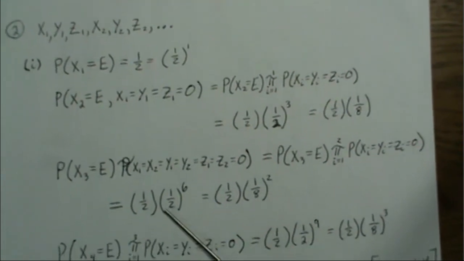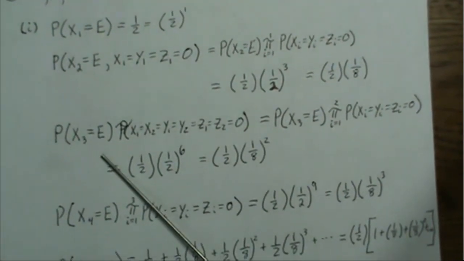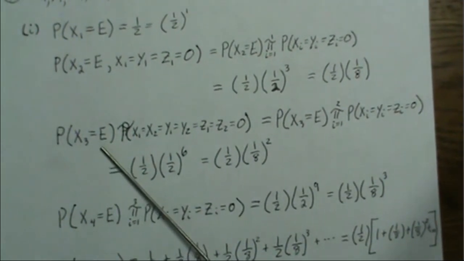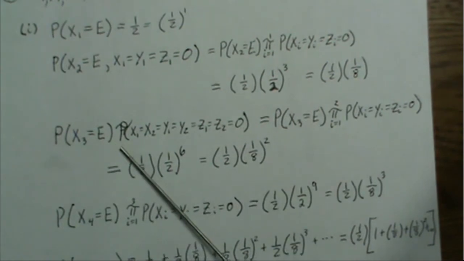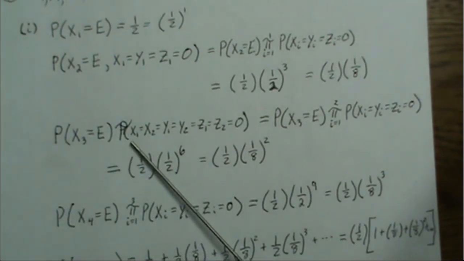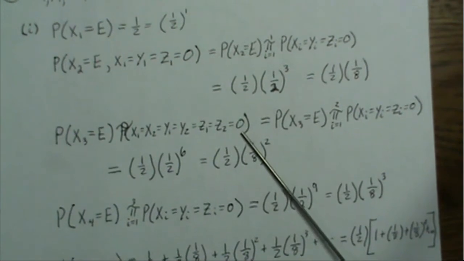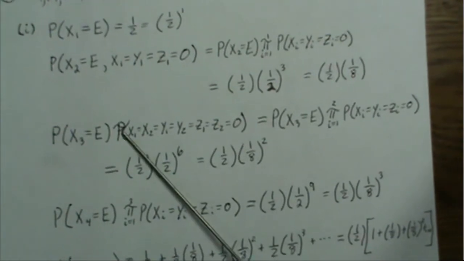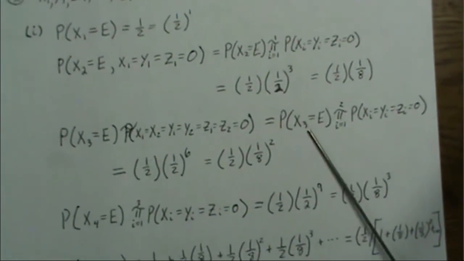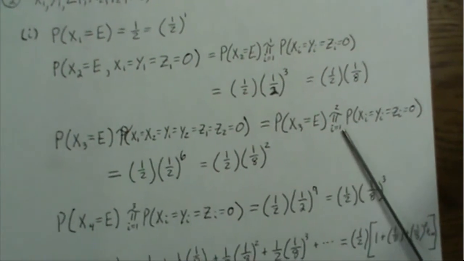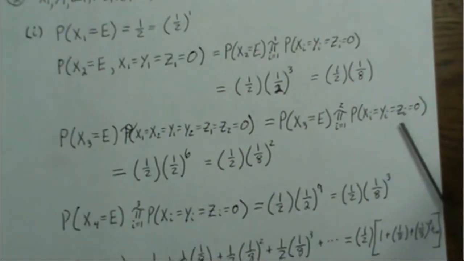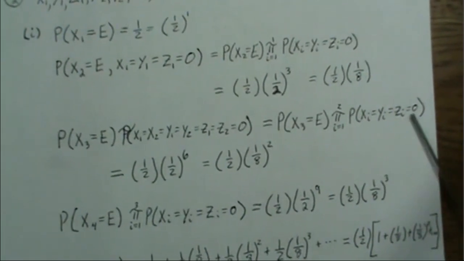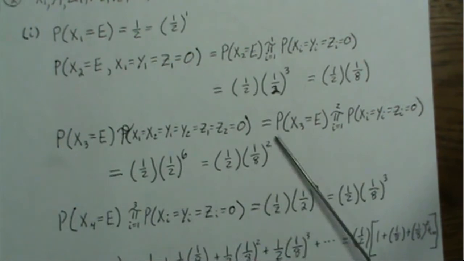Now the probability that X wins on the third roll, meaning they roll an even, is also times the probability that X and Y and Z all roll an odd. That's an O, not a zero. And now all those are independent, so that's the probability that he rolls an even on the third roll, and it's the product of all those that they roll an odd. So this is 1/2, and there's six of those, so it's 1/2 to the sixth, and I'm going to rewrite it as this.